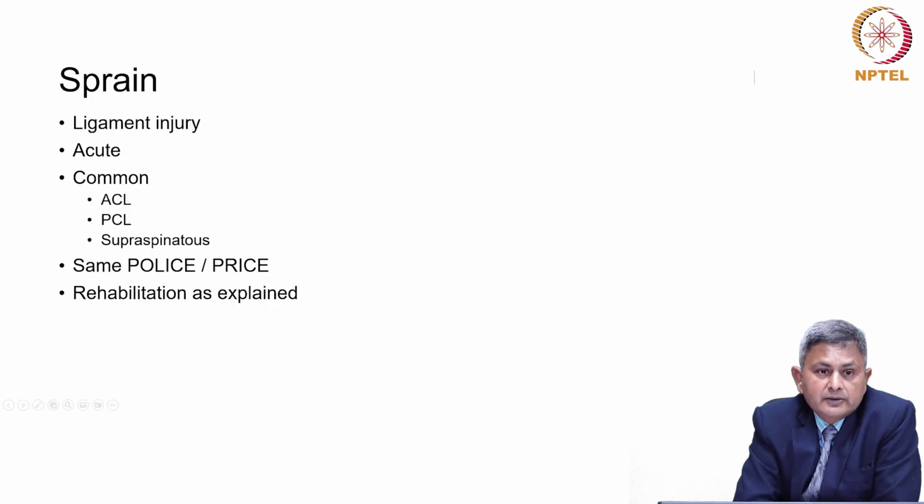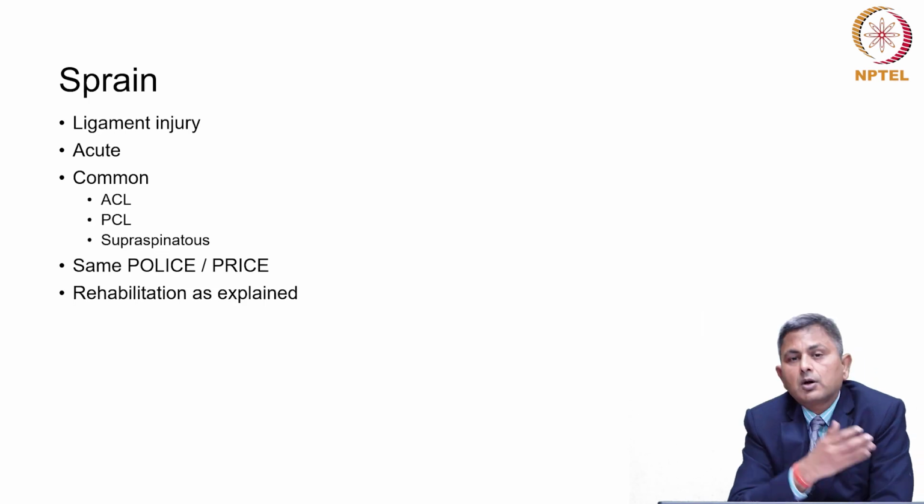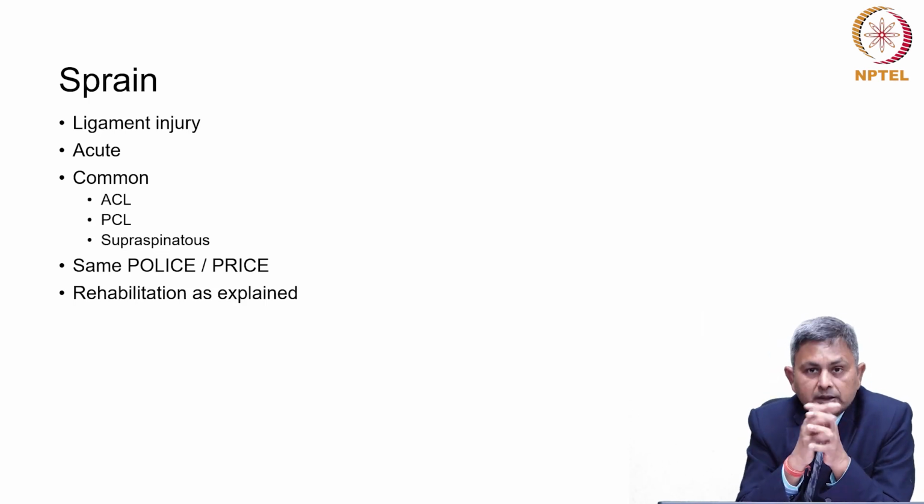Now we will discuss a little bit about the various sports injuries. First, we discuss the sprain. A sprain is a ligament injury, and ligaments are bundles of collagen which join two bones, and they are generally intra-synovial, or inside the joint capsules.